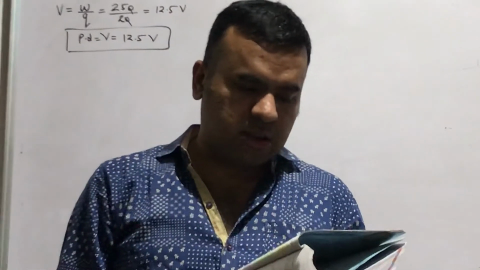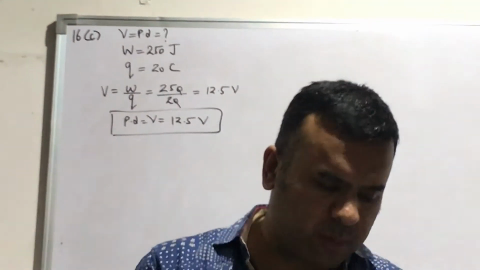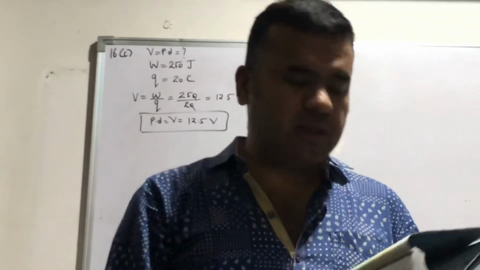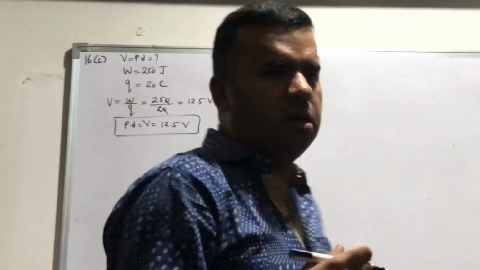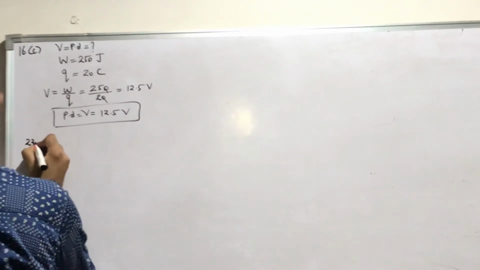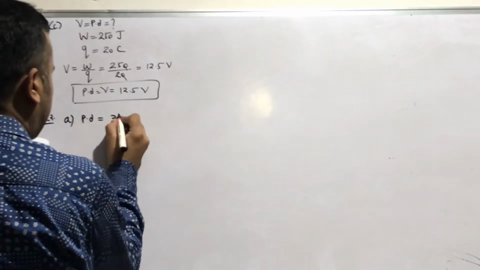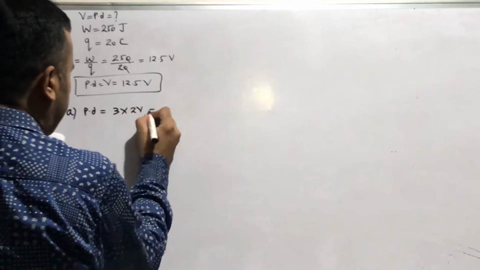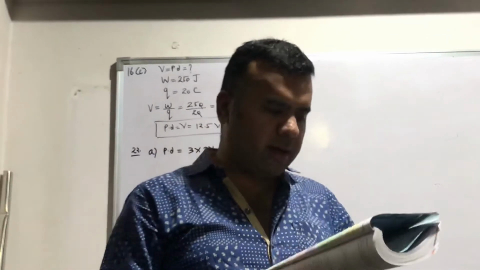3 2-volt cells are connected in series and used as a battery in a circuit. First part is, what is the potential difference at the terminals of the battery? 3 2-volt cells are there. Can you tell me what would be the total voltage? Very simple, 3 into 2 volt, right? Answer is 6 volt, right?